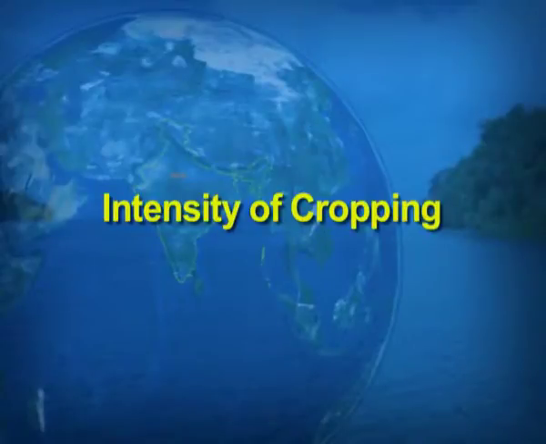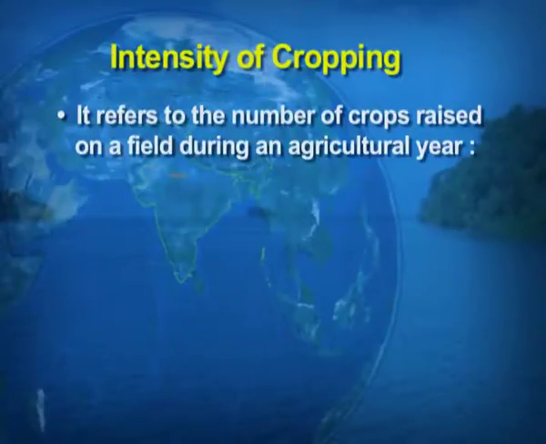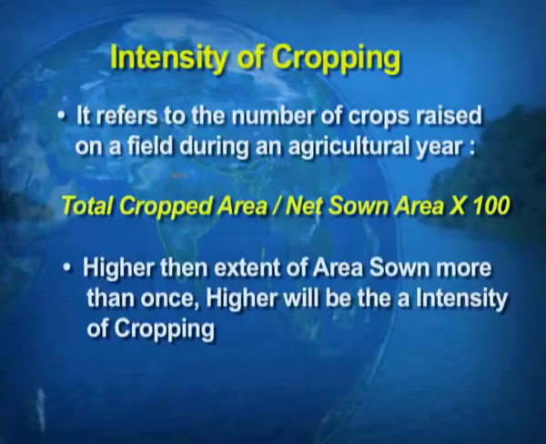And the last part which I will be taking up for this section of the chapter is the intensity of cropping, which is very important because we have a shortage of land and we have to improve the intensity of cropping. It refers to the number of crops raised on a field during an agricultural year. Now the question is, how do we calculate it? It is the total cropped area divided by net sown area multiplied by 100. This is how we calculate the intensity of cropping.